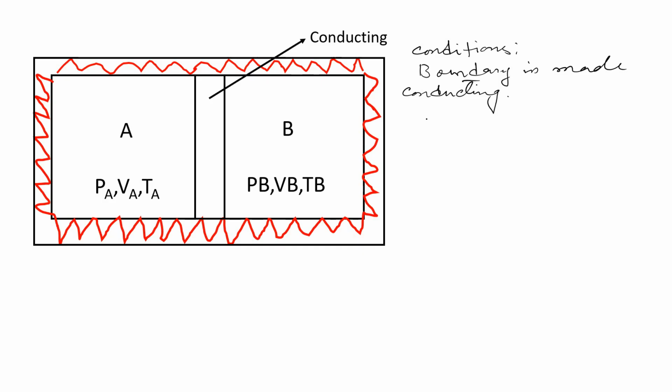And their temperature, pressure, volume, everything is different. One more condition: TA, the temperature of A, is greater than the temperature of B. When this is the condition, and the boundary is conducting, that means they are in contact, that means transfer is possible.